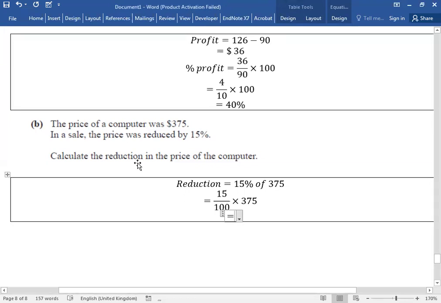The question is asking you the reduction. It is not asking you the price or the reduction in the price. It is not asking you the sale price. That is for sale price. If the question would have asked you sale price, you would have said agar 15% is the reduction, so 85% is the sale price.